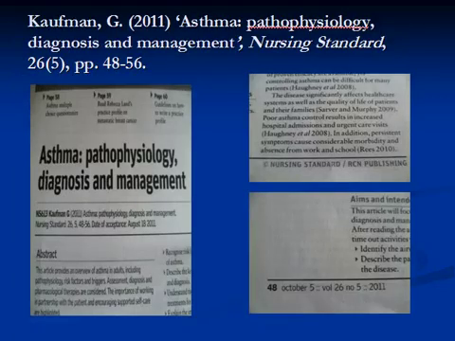If I look at this example here, you'll see that I take note of the author's surname, Kaufman, and their first initial, G. So it's Kaufman, comma, G, full stop. I look for the year of publication, which is 2011. I find that on the lower left-hand corner of the page, or also you may find it here at the beginning of the article. I note the title of the article, Asthma, Pathophysiology, Diagnosis and Management, and that's placed in single quotation marks.